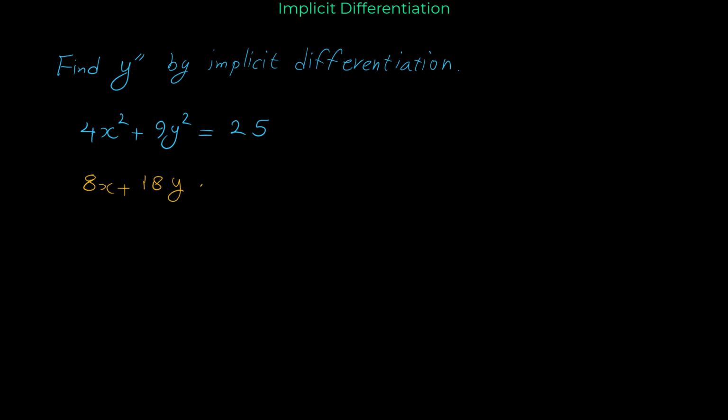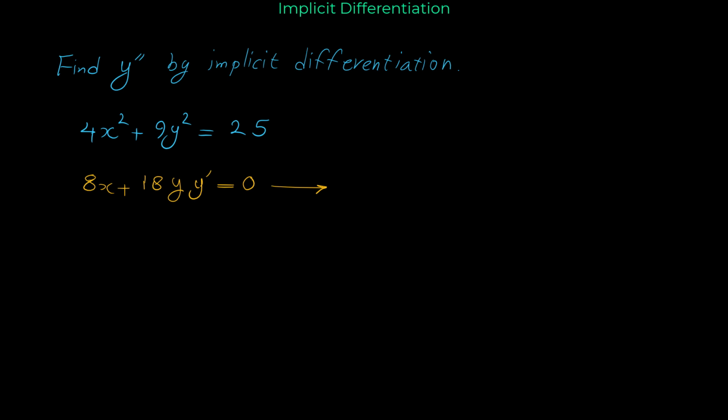But don't forget, because in implicit relations we suppose y to be a function of x, we have to multiply it by the derivative of y always, multiplied by y prime. Don't forget this. So the derivative of 4x^2 is 8x. The derivative of 9y^2 is 18y y prime. Always when we take the derivative of terms involving y, we have to multiply them by the derivative of y, which is y prime. And the derivative of 25 is 0.